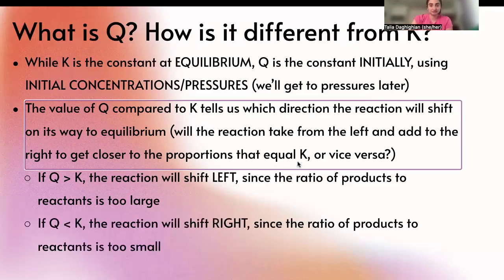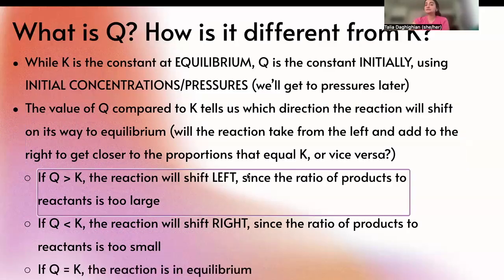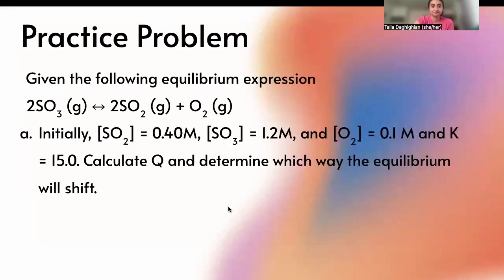And the reverse is also true. So if Q is less than K, that means that the denominator of the fraction is too large and our value is too small, obviously. So the reaction or the equilibrium will shift to the right to make more products so that the value can increase. And if Q is equal to K, we have already achieved our goal and the reaction is in equilibrium.